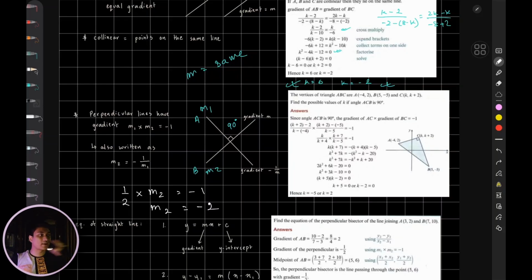So if you have line AB, which has a gradient of, let's say, minus 3, and you want to find the gradient of the perpendicular bisector or the perpendicular line, the gradient of the perpendicular line is going to be the negative reciprocal.